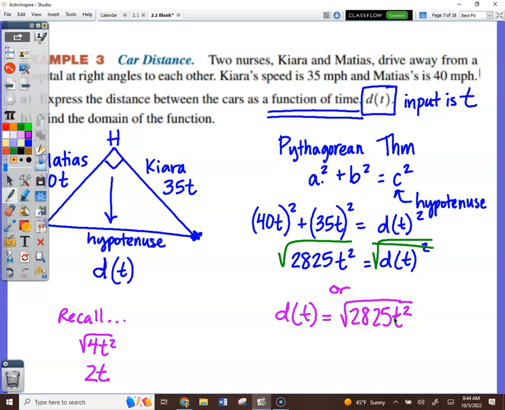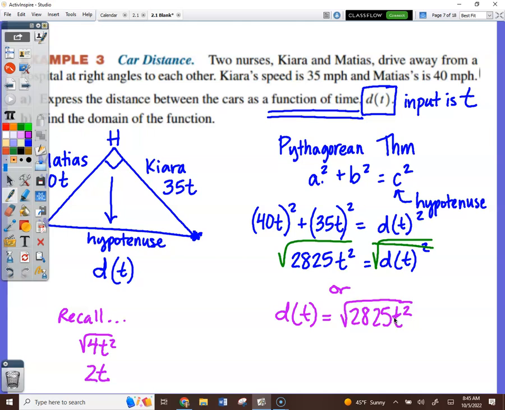You've written an equation based on the time that passes, and it's in function notation. Now, we do need to say the domain. Domain means what? All the x values. What is x referring to?